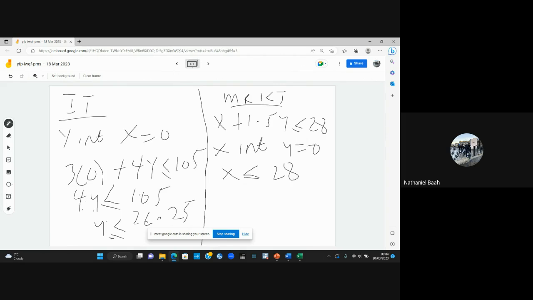Good. So let's look at the y-intercept. At the y-intercept, x is equal to 0. So wherever we see x, we put 0. So we are going to get 1.5y less than or equal to 28. So when we divide both sides by 1.5, we are going to get y to be equal to 18, sorry, it's 18.6667. I usually like 4 decimal places. Great. So now we found all the intercepts.